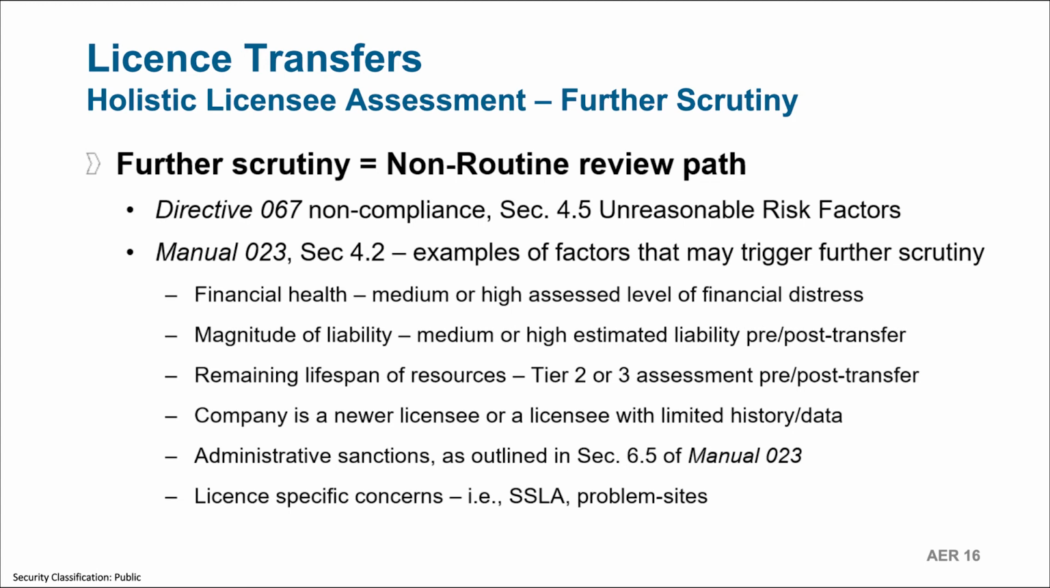This slide lists some examples of the factors that may trigger further scrutiny. Please refer to Manual 23, Section 4.2 for more examples. Once risks have been identified, the AER has a suite of regulatory tools to mitigate the risk. Examples of these include more regulatory oversight, additional reporting from the licensee, or security deposits as a condition of approval. The risk posed by the transfer will support the decision to approve with conditions, or deny the application.